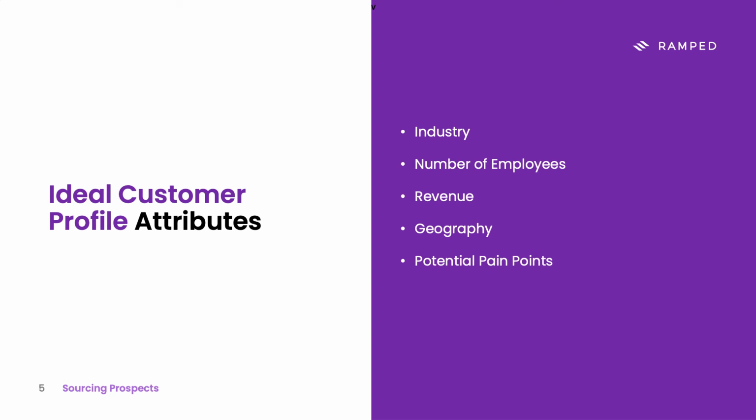Maybe it's described by revenue. Where are those companies located? Can you sell to anybody in the world? Can you only sell to companies in the United States? Can you only sell to companies in Boston or New York? What geography are they in? And then what are some of those potential pain points that you're looking for that a customer might have, or an ideal customer might have, for you?